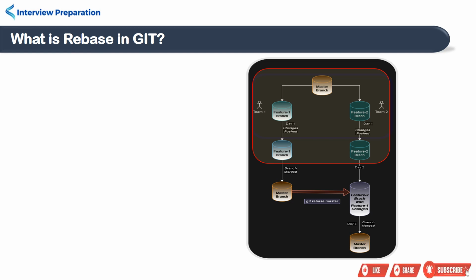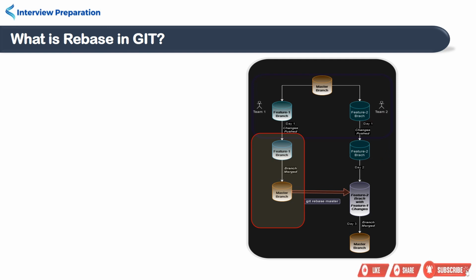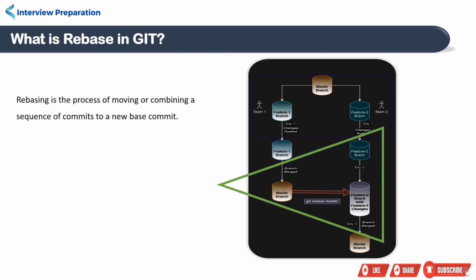Do you know how Git Rebase is used in live projects? Suppose the team splits the application code into two branches, feature 1 and feature 2, to work on different features. Both teams push their changes to the branches on day 1, but team 1's feature 1 is merged into the master branch, making it live.